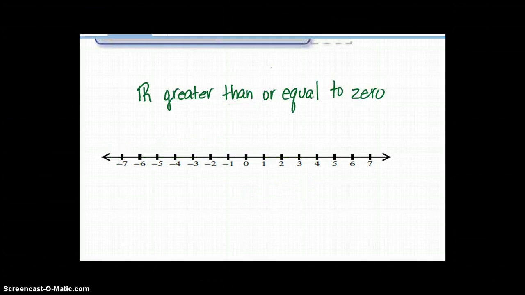Through the magic of technology, I have one more problem up here. I'm going to go through it very quickly. All real numbers greater than or equal to 0. I know that I'm going to have a bracket here at 0. I'm going to go greater than all the way to infinity. Make sure you have this arrow, even if there's one on your graph. And I'm going to write it out. The bracket starts at 0, it does include 0.